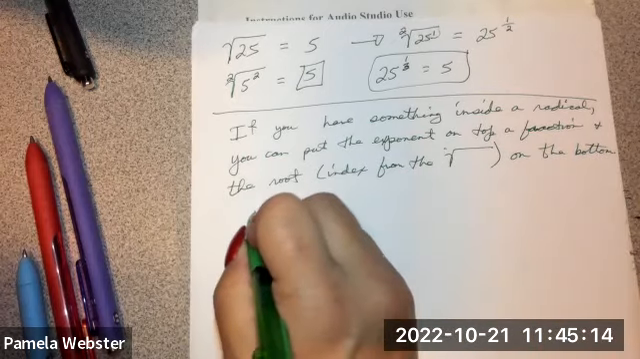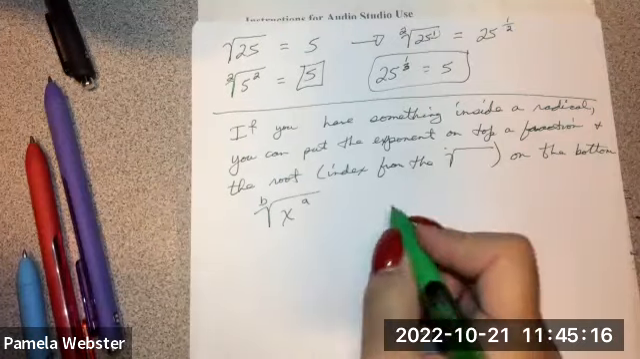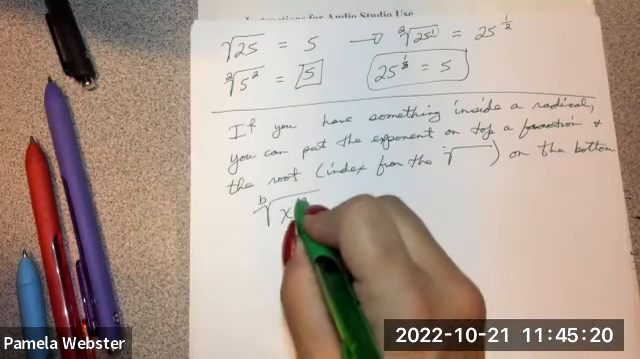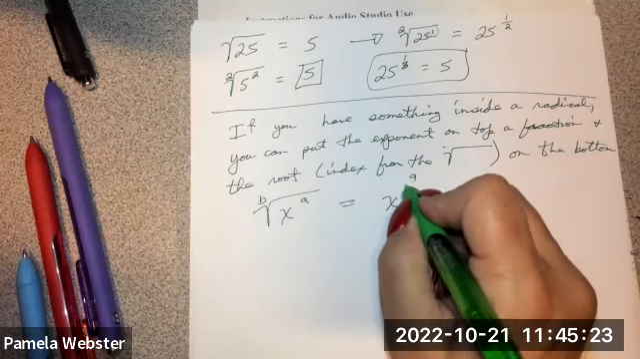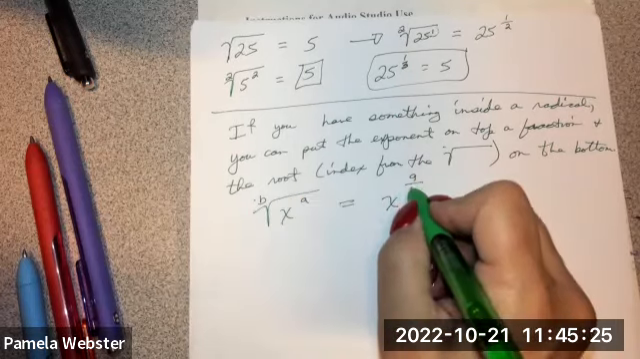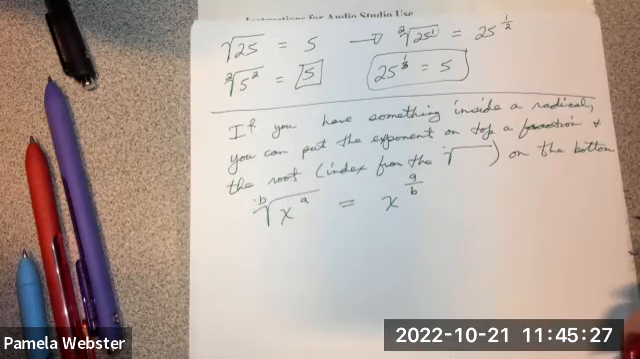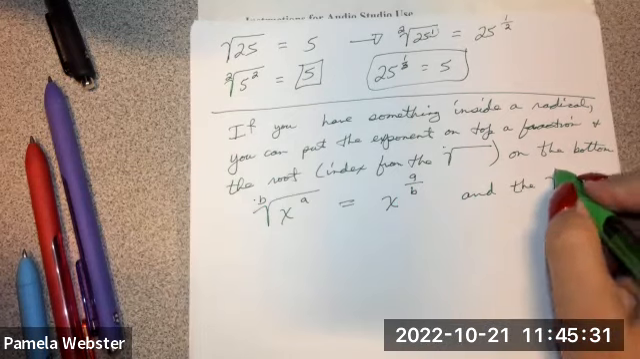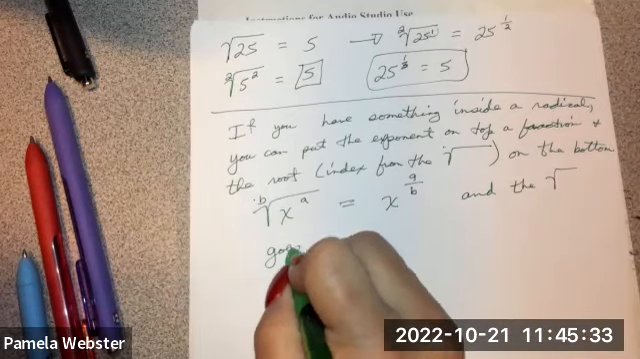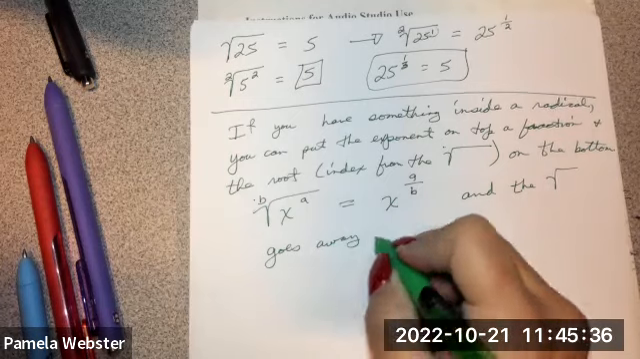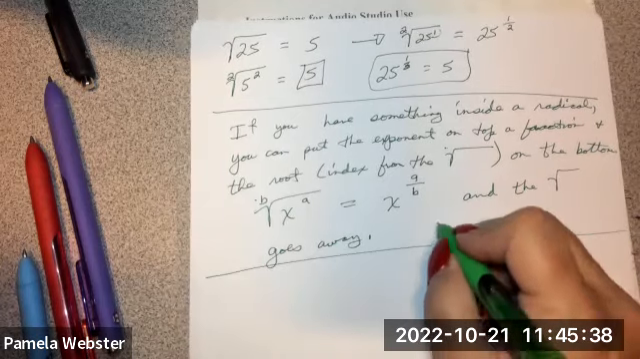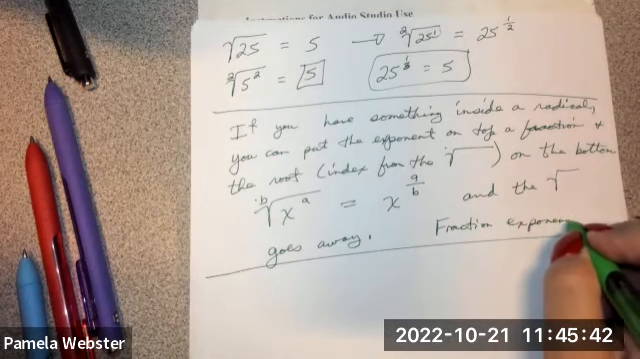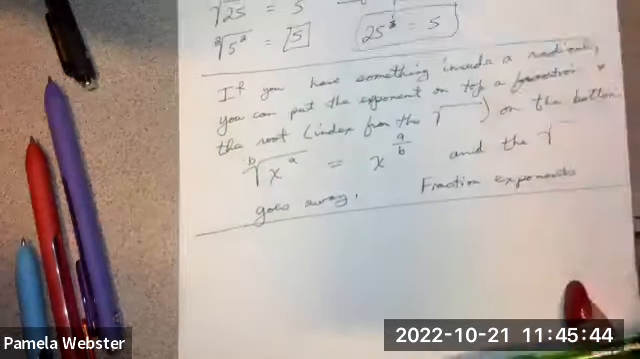X to the A root B, okay? This is going to turn into X to the exponent goes on the top and the root goes on the bottom, okay? And the radical goes away because we have rewritten it as a fraction exponent, basically. So this is where you get fraction exponents from. All right. So it's going to look something like this.